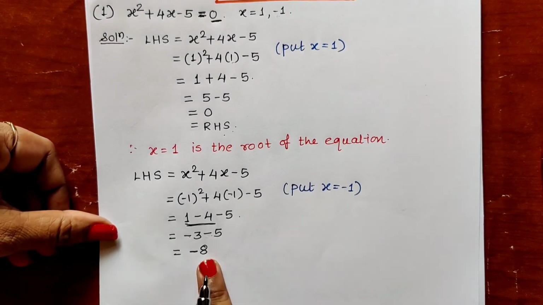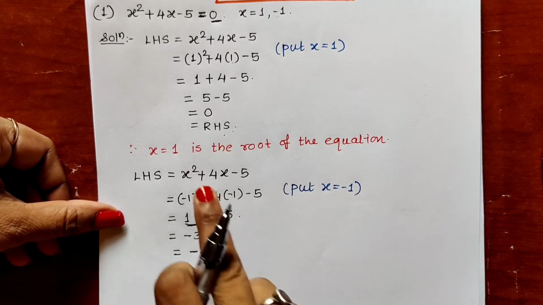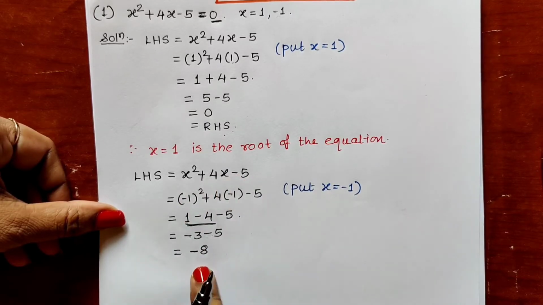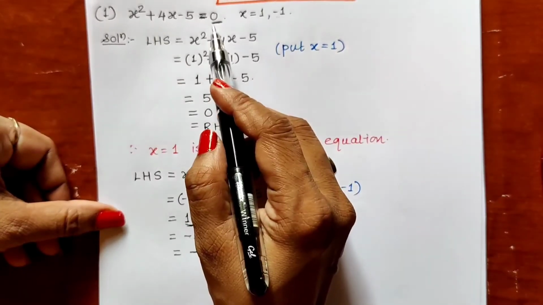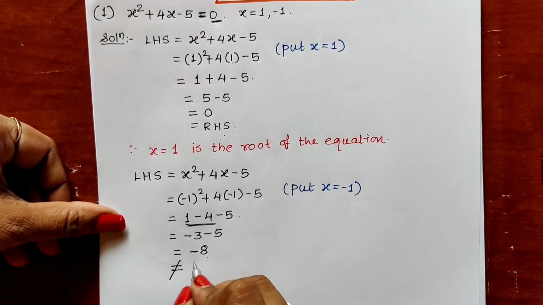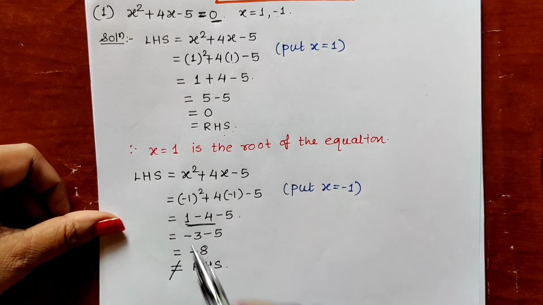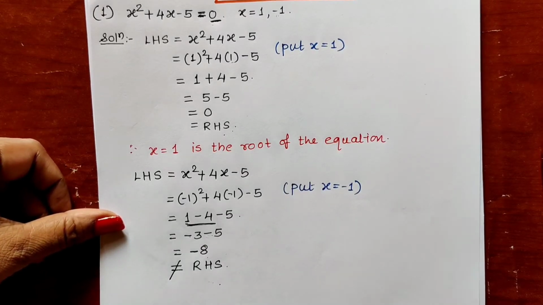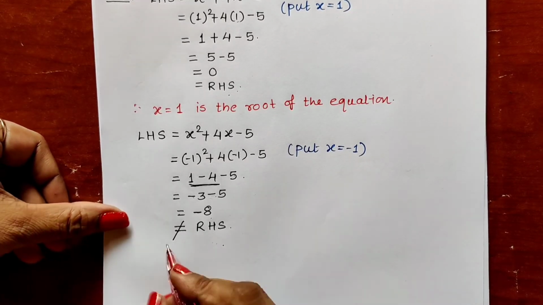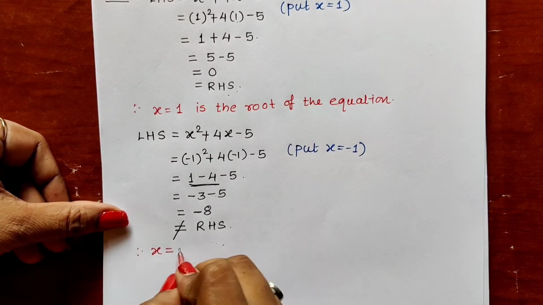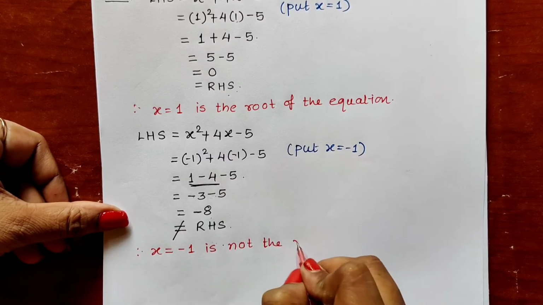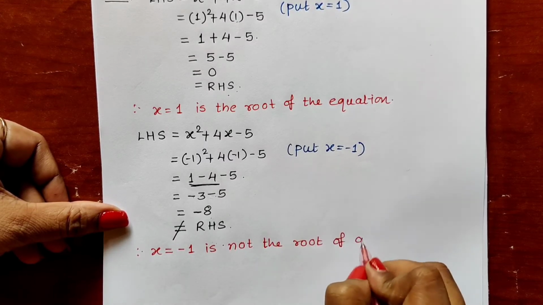Now see children, we are getting the answer as minus 8 when we put x is equal to minus 1 in the left hand side. But the right hand side of the equation is 0. We are not getting equal to the right hand side. So we should write left hand side is not equal to right hand side. And when the left hand side is not equal to the right hand side, then the given value of the variable is not the root of the equation. Therefore x is equal to minus 1 is not the root of the given equation.